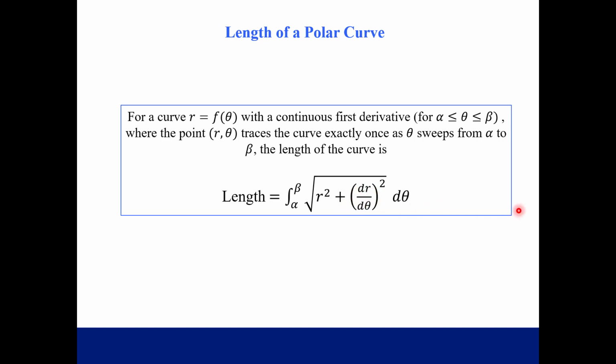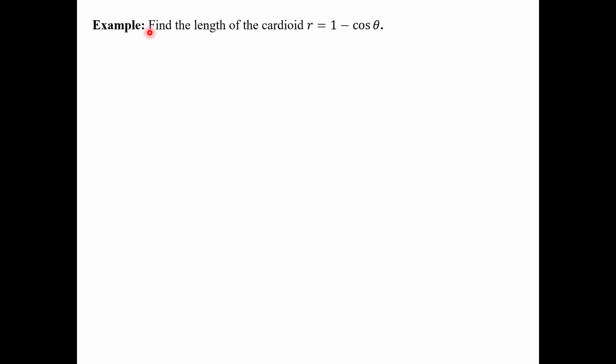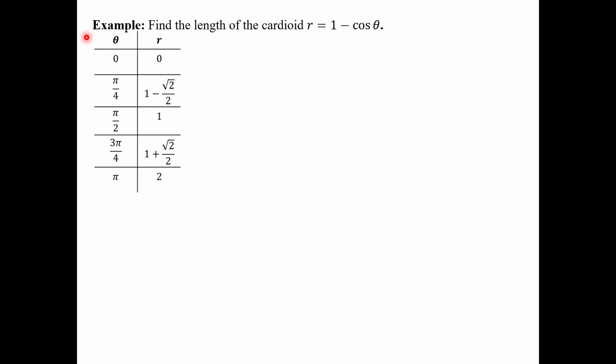So let's work out an example. We want to find the length of the cardioid r equals 1 minus cosine theta. Now we don't have to look at the graph to use that formula, but I do want to show you. So the very first thing I'm going to do is find a handful of points that would be on the graph, and also recognize that this graph would have symmetry about the x-axis. We went through how to check for symmetry in a previous video, and so I only need to plug in a handful of points and then I can reflect my graph to get the rest of it.